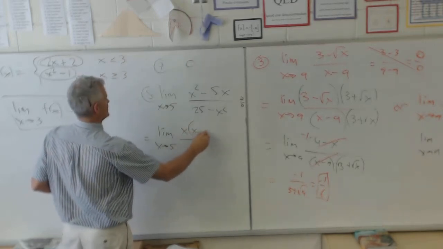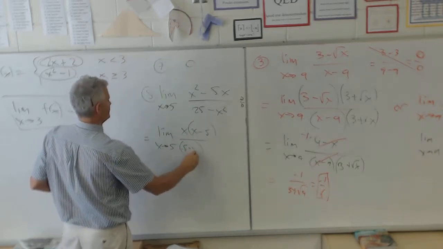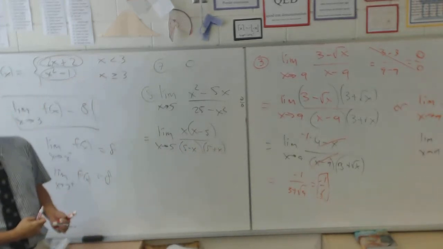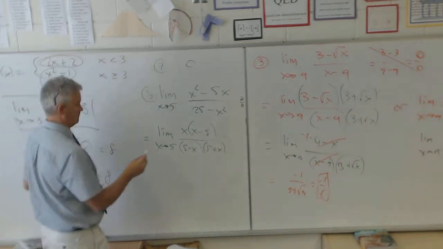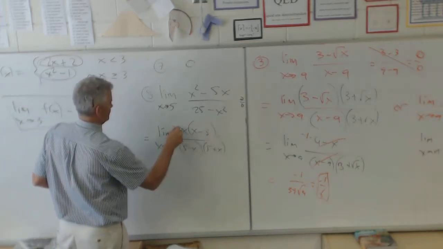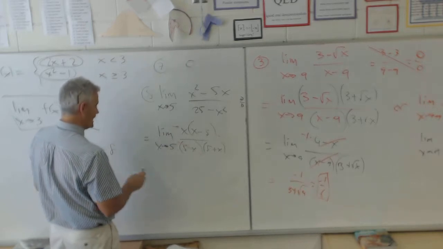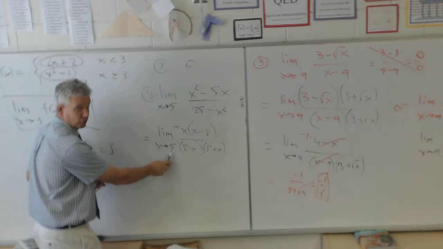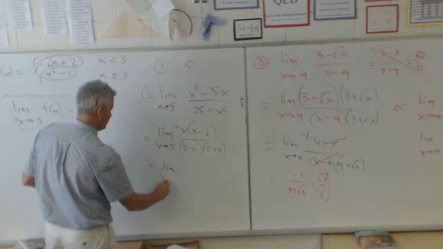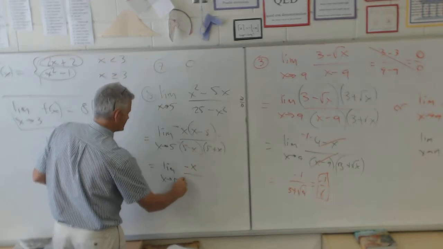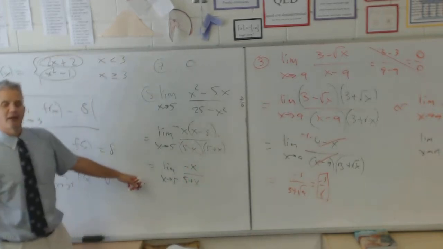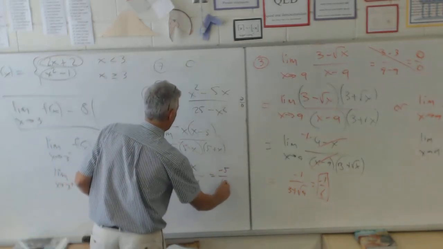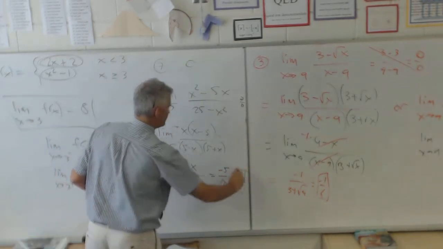But I factor this: 5 minus x, 5 plus x, and x, standard. Do you recognize anything there? The x minus 5 and 5 minus x cancel, equal to negative 1. So we actually have the same problem. We're not at 5, we're approaching 5. This is the exact same problem as negative x over 5 plus x. Plug 5 into that, and what do we get? Negative 1/2. Negative 5/10. Negative 1/2.